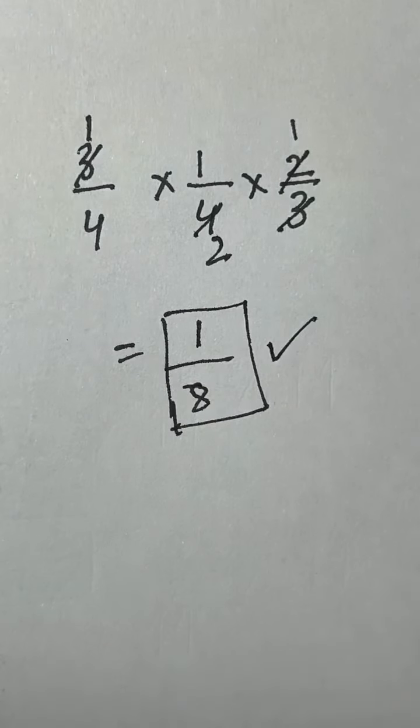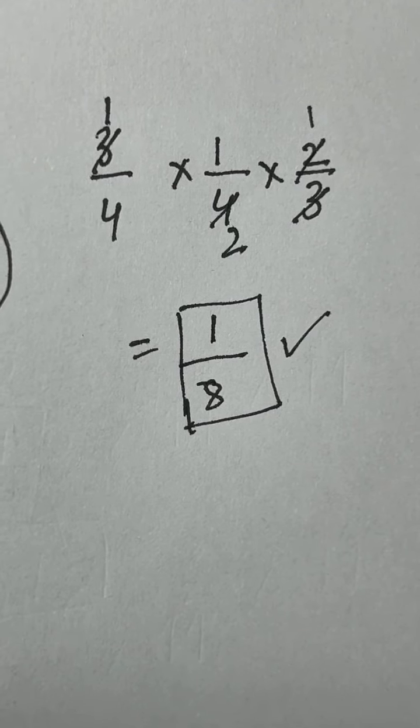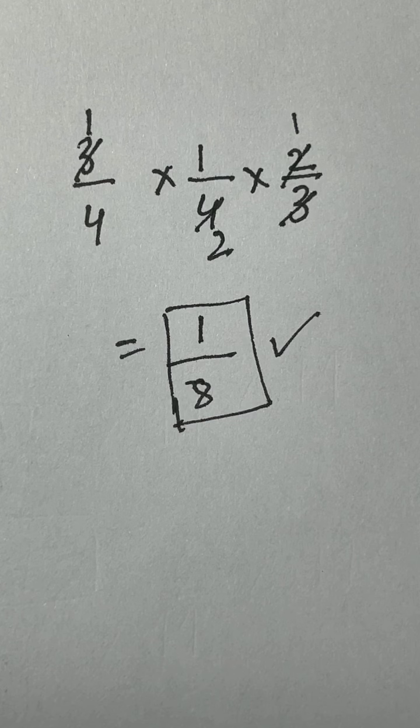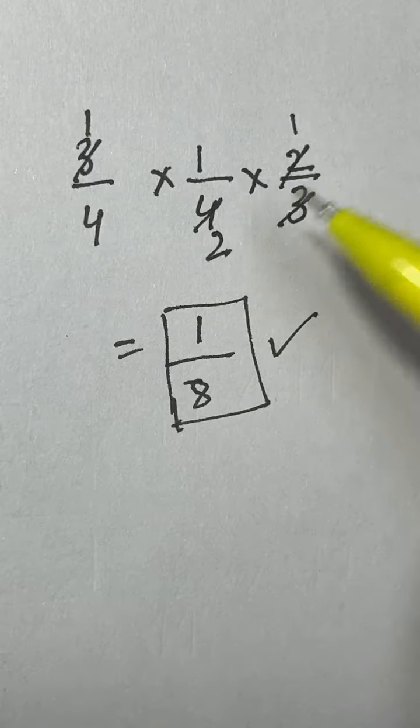In the second method, I just got the answer in one single step. That's how we can do fractions. You can simplify there itself. No need to reduce it to a lowest fraction. But this is only possible, the crossing out is only possible when you have multiplications.